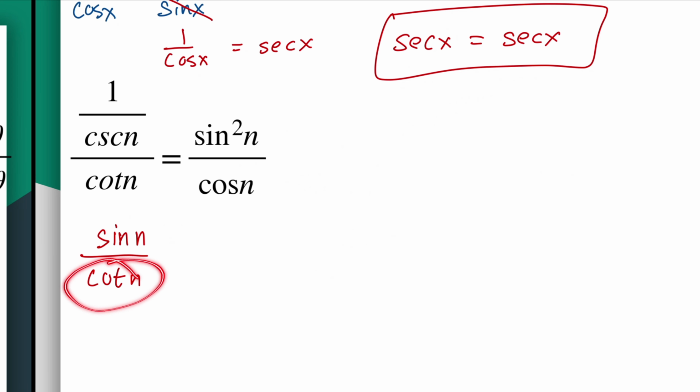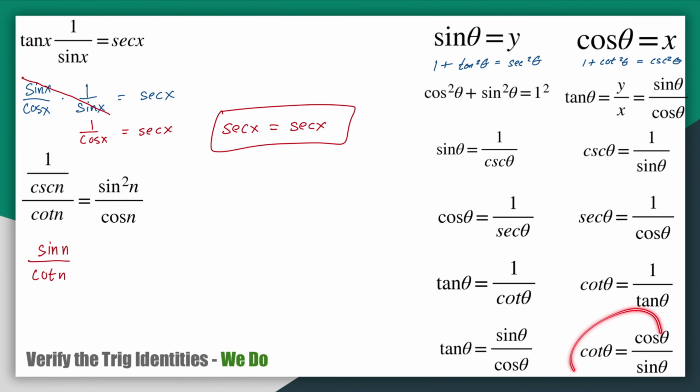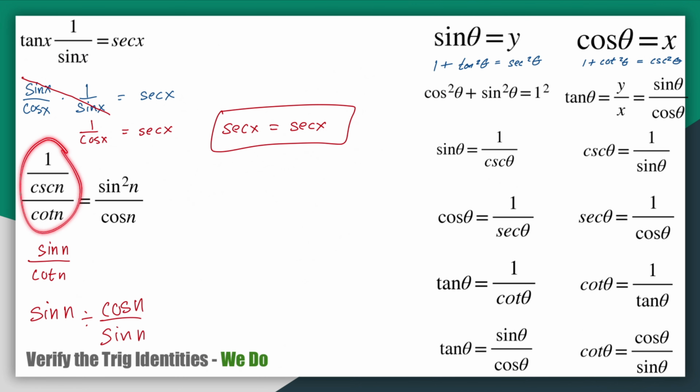Now cotangent of n we know is the same thing as cosine over sine. So I'm going to write this from left to right instead of vertically: sine of n divided by cosine of n over sine of n. Now I'm not writing this side yet, I'm just working on this side, okay? Of course, we're dividing with a fraction, so we keep, change, flip. We're going to get sine of n times sine of n over cosine of n.